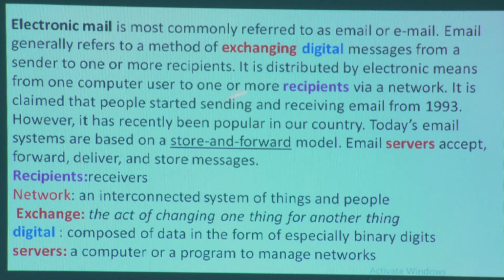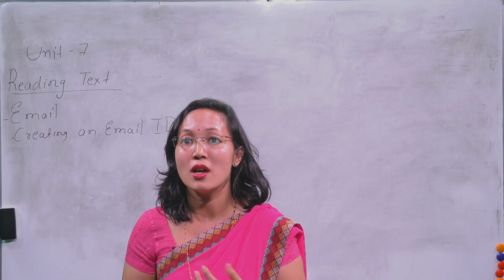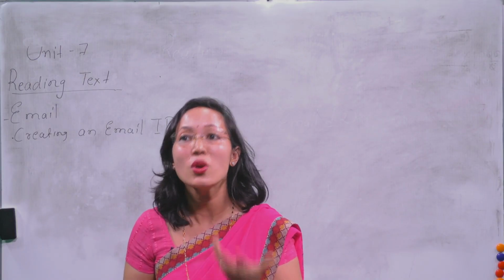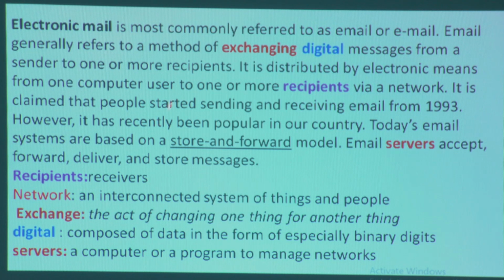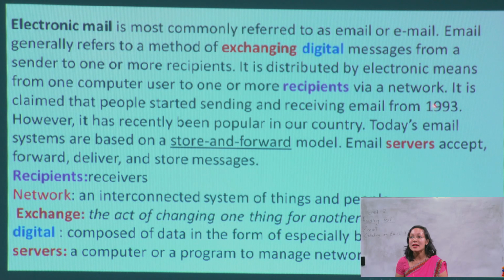Recipients means receivers. It is distributed by electronic means from one computer user to one or more recipients via a network. A network means interconnected systems, computers interconnected with one another. Because of that connection, we can send an email message from one person to another. It is claimed that people started sending and receiving email from 1993. However, it has become popular in our country only recently.